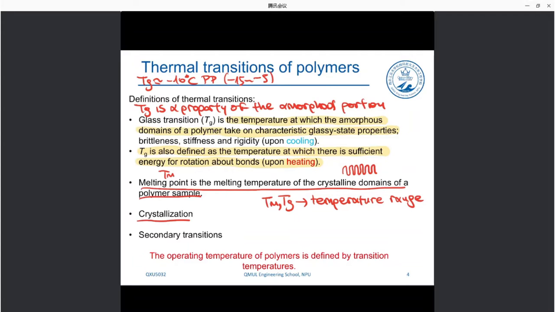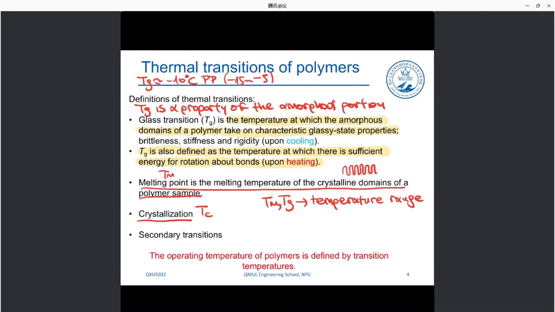Of course, there is also a crystallization temperature, Tc, which is the temperature at which a semi-crystalline polymer from a liquid state is cooled down and solidifies. This temperature is called the crystallization temperature.